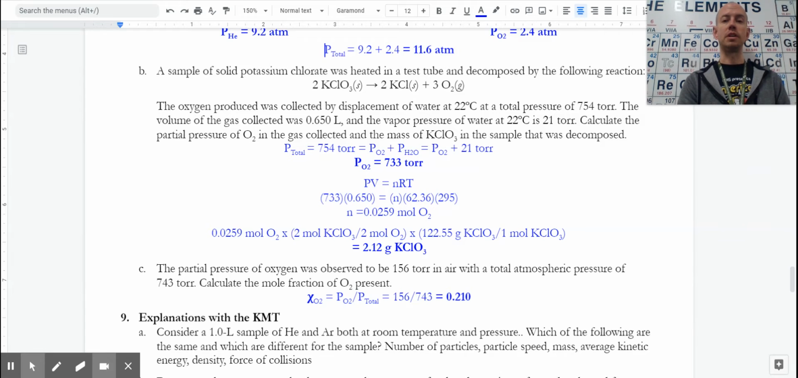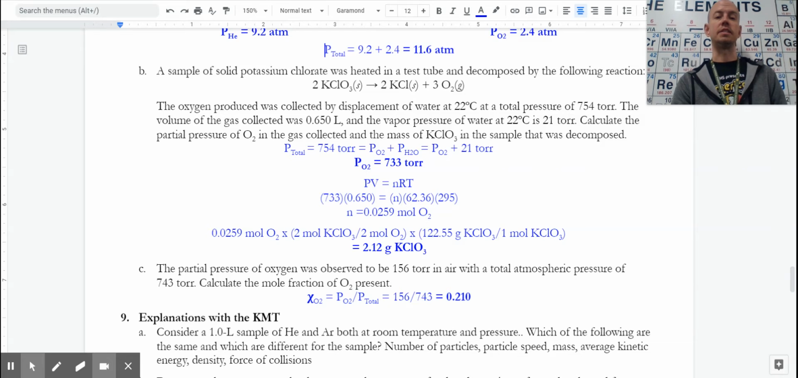So they ask a few questions here, but that total pressure we recognize is the pressure from the gas we created, the oxygen, and the pressure from the small amount of water that evaporated. It would have to tell you the pressure of the water vapor. That's not something we can know off the top of our heads or calculate without enough information. So that 754 total pressure, 21 torr of that comes from the water, which means 733 comes from oxygen.